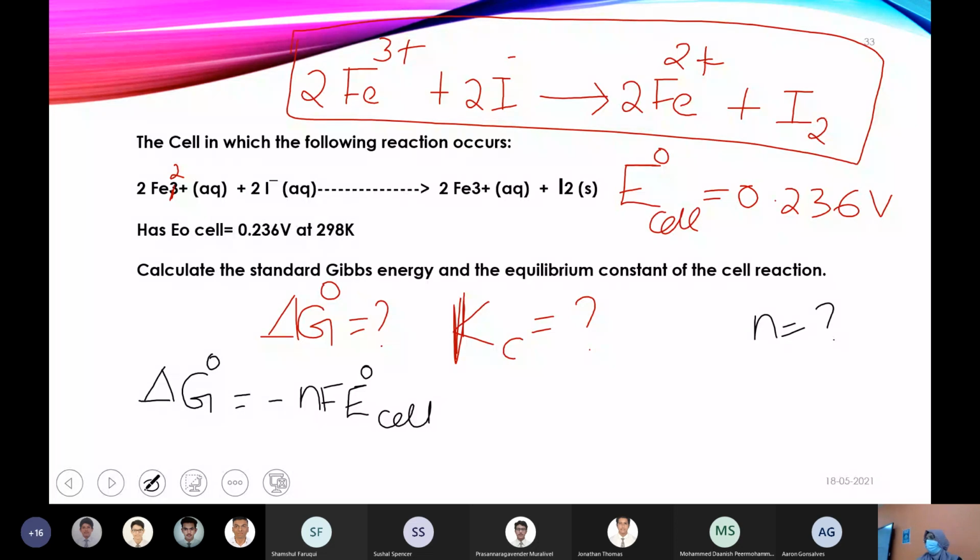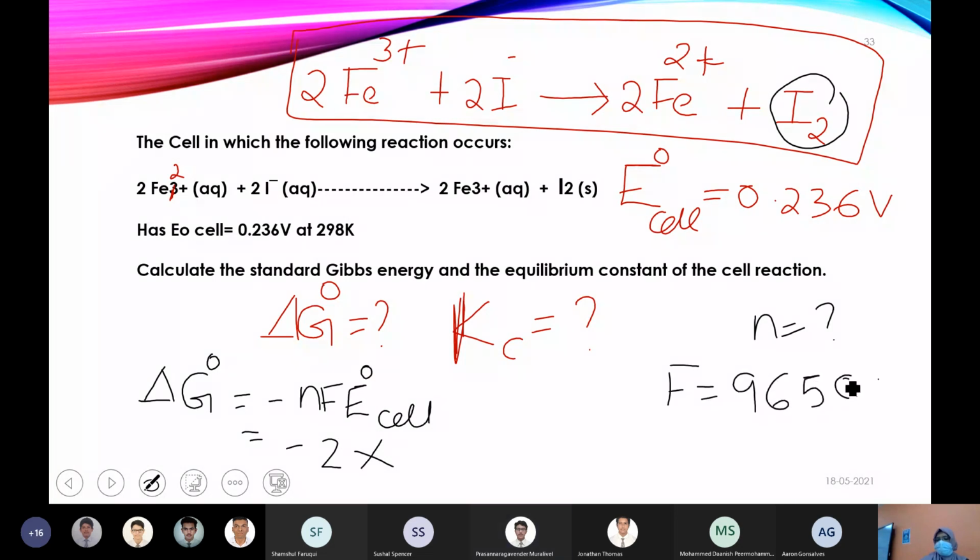So n is equal to how many electrons are being transferred during the cell reaction? 1 or 2? 2. Because I2 is the product. This I2 is formed from 2I minus. So that means 2 electrons are being released at that time. So n is equal to 2 here. So minus 2. The Faraday constant F is rounded as 96,500. You can use that. Yes.